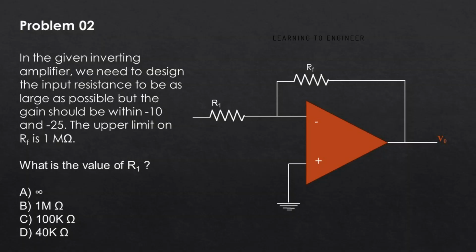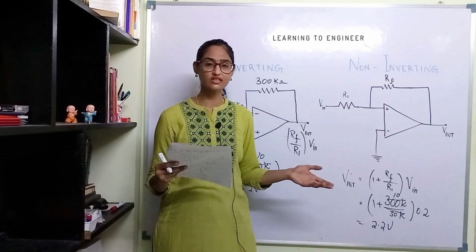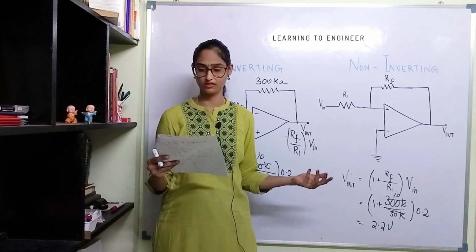Okay, so let's see one problem to understand this concept better. In the given inverting amplifier, we need to design the input resistance to be as large as possible, but the gain should be within -10 and -25. The upper limit on RF is 1 mega ohm. What is the value of R1? They want the input resistance to be as high as possible. So can we just put infinity? No, practically that's not possible, right?